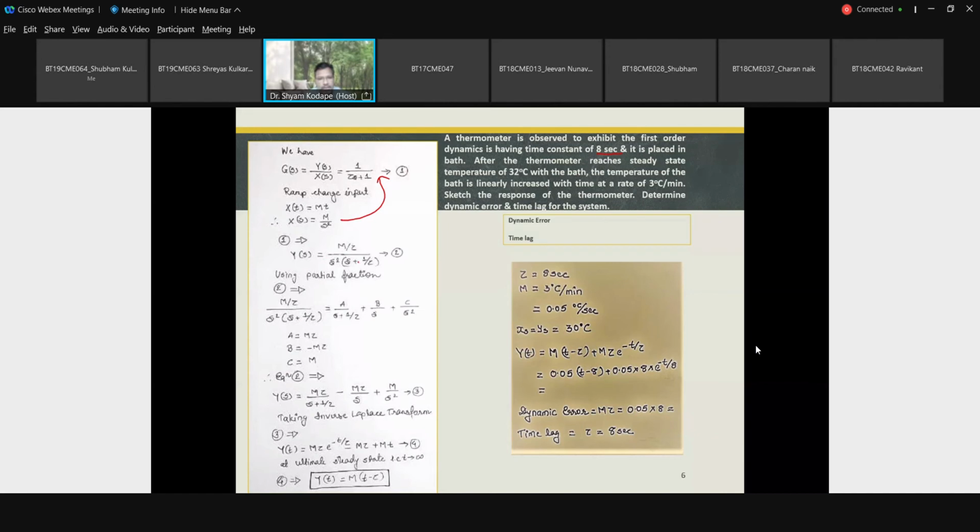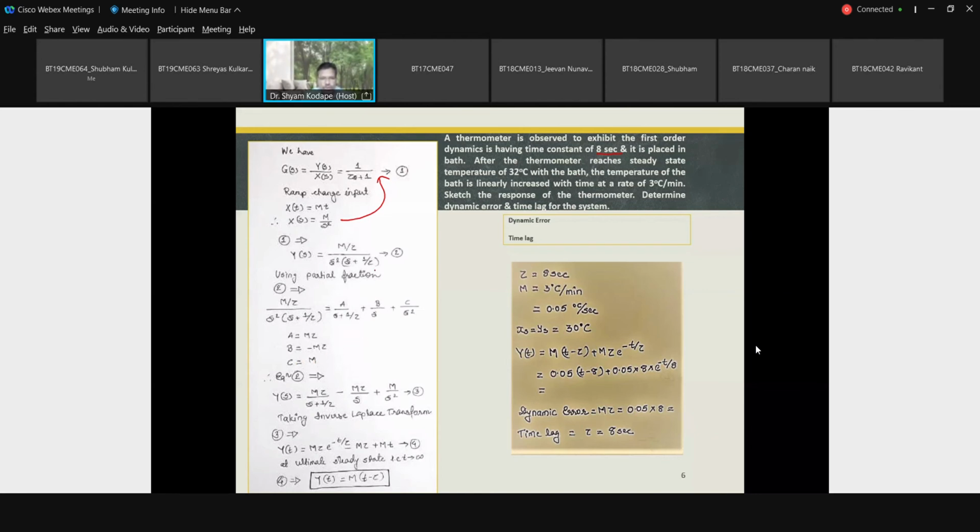This will be like this: m by s square, and again I am taking tau out of this bracket. So m by tau upon s square, s plus 1 upon tau will be equation number 2. Since equation number 2 is not in the standard format that we can utilize for the inverse Laplace transform, for that purpose I will take partial fractions. It will be in this fashion. Ultimately, A is mt, B is minus m tau, and C is equal to m, the values we can assign by using partial fractions.